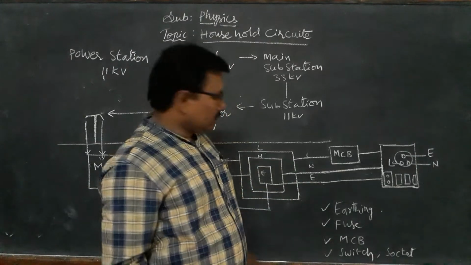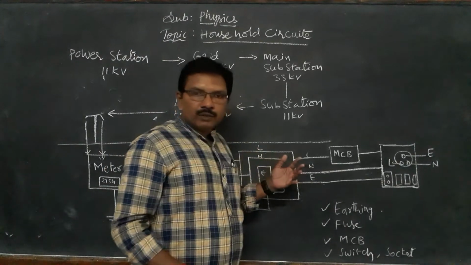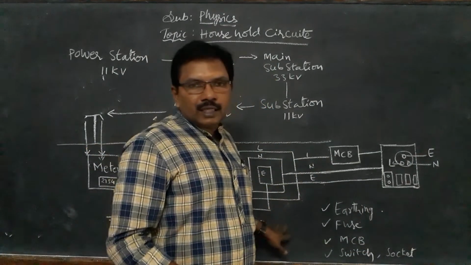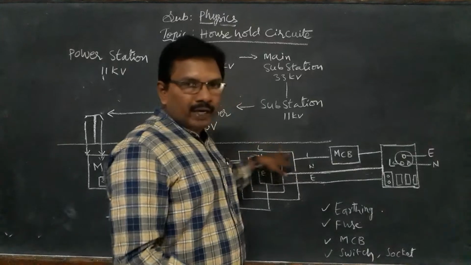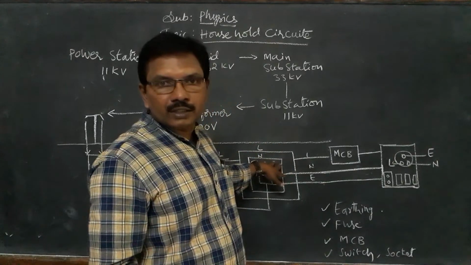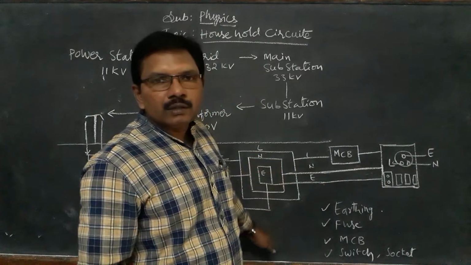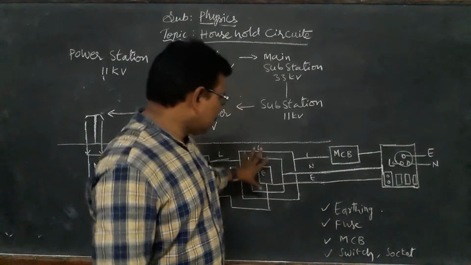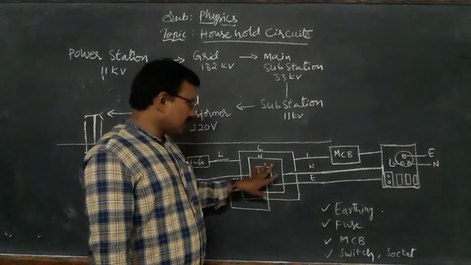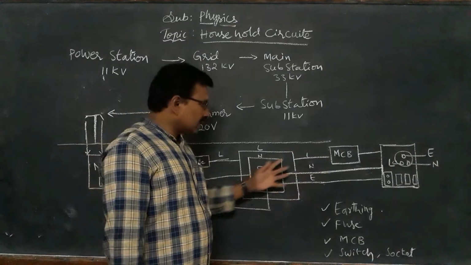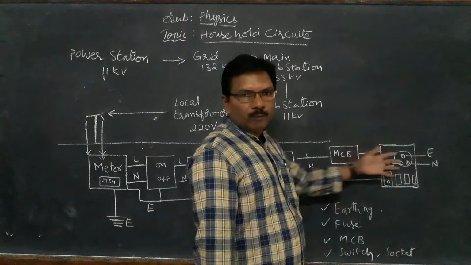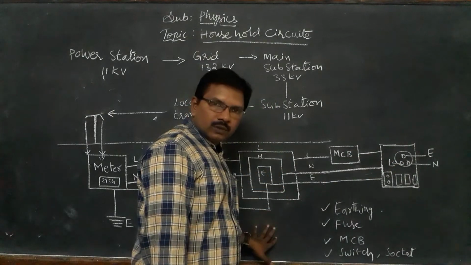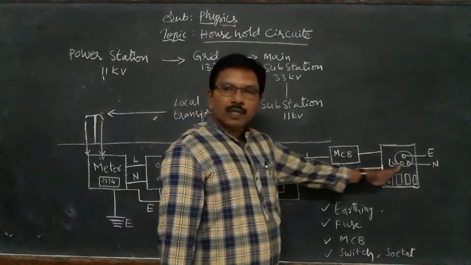Another use is that thin wires are enough from here. Up to here, strong, thick wires are required. From here, thin wires are enough to connect to each room. So this is the use of the junction. From this junction, I can take a line to one room, the next room, the down room, or the same room.